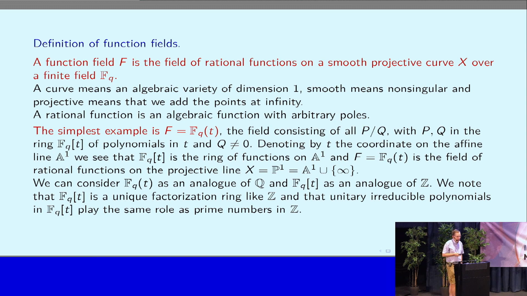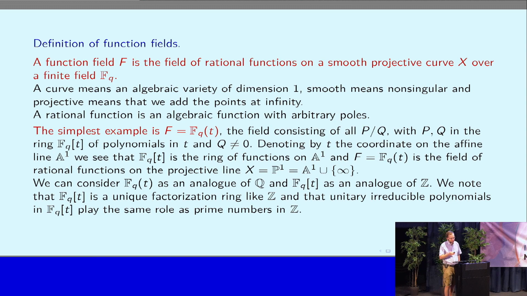And a rational function is an algebraic function with arbitrary poles. So the simplest example is P1, so F is FQ(T), the field of all quotients of polynomials P over Q with coefficients in FQ, in one variable T. And if we consider T as a coordinate on the affine line, so A1 is Spec of FQ[T], if you want, and F is the field of rational functions on the projective line X, which is P1, A1 plus the point at infinity.